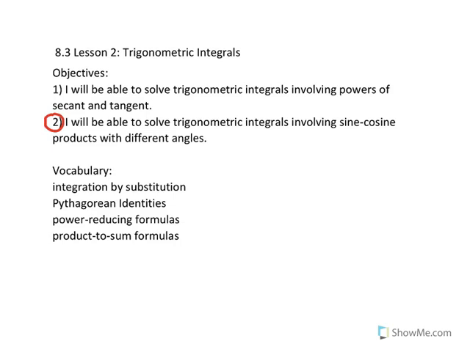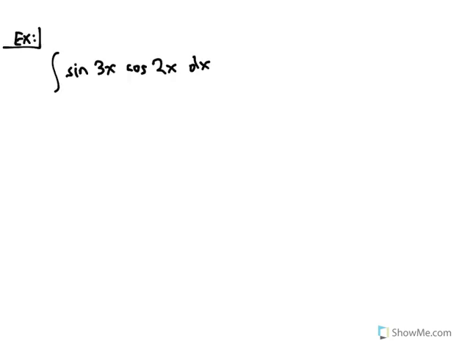Now we'd like to conclude our lesson by taking a look at an example for Objective 2. You'll be able to solve trigonometric integrals involving sine and cosine products with different angles. Our example is the indefinite integral of sine of 3x times cosine of 2x dx.